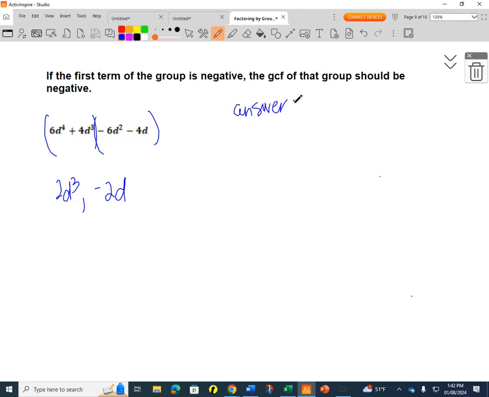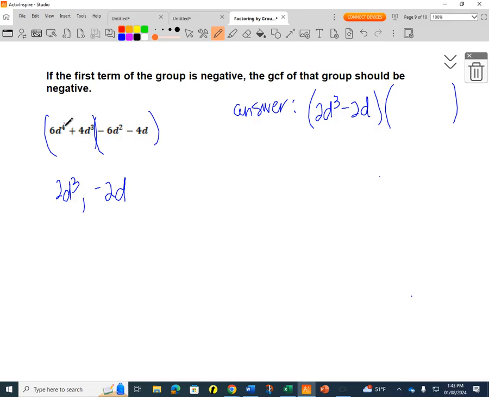So our answer, binomial times binomial, the sum of these, but since this is a negative, we're going to write that as 2d cubed minus 2d. That's the same as plus and negative. Does that make sense, Sam? How do we find the last factor? Last binomial factor? We divide what? d squared. I mean, 2d by the 4.